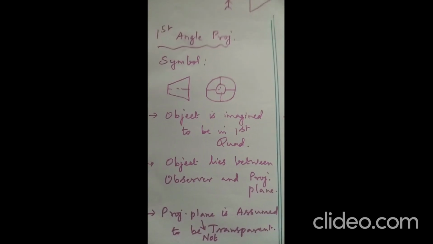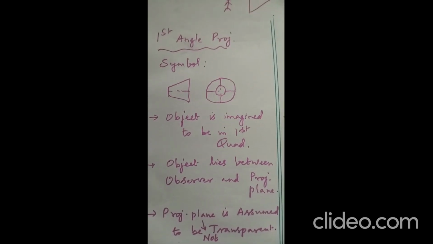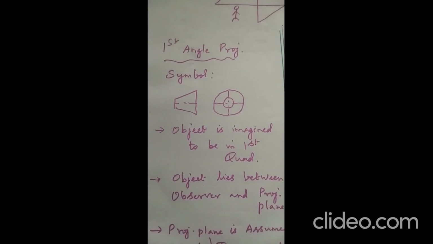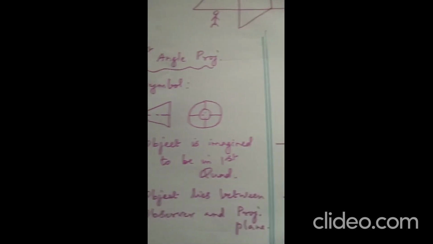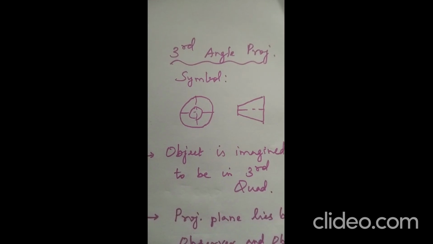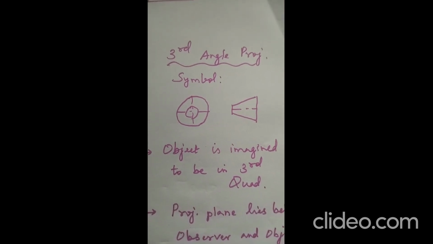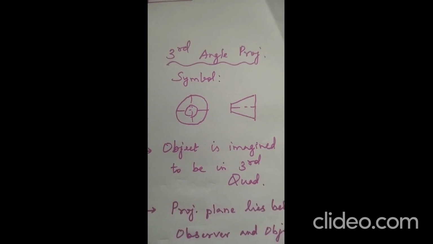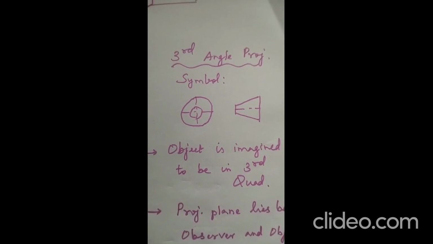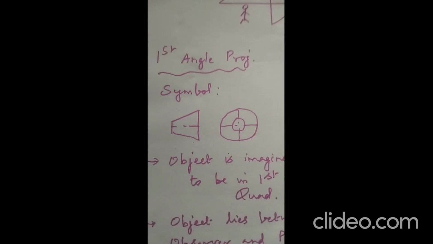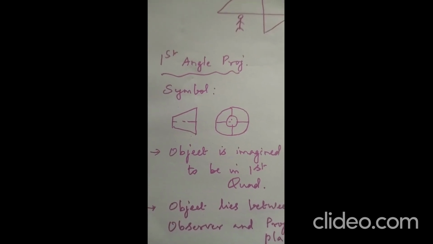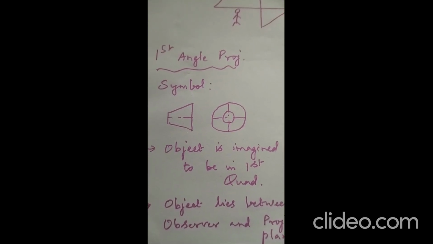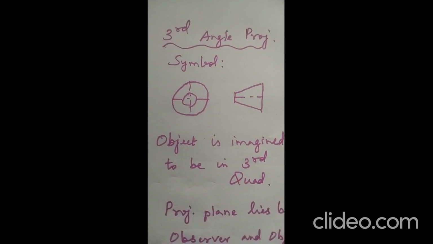The first difference is the symbol. There is a popular symbol for first angle and third angle projection, and for the first angle projection the symbol is drawn so. Whereas in the case of third angle projection, it is just the inversion of the first angle symbol. So the symbol for third angle projection looks like this. The concentric circles come on the right hand side and the tapered section comes on the left hand side for first angle projection, and the opposite is true for third angle projection.